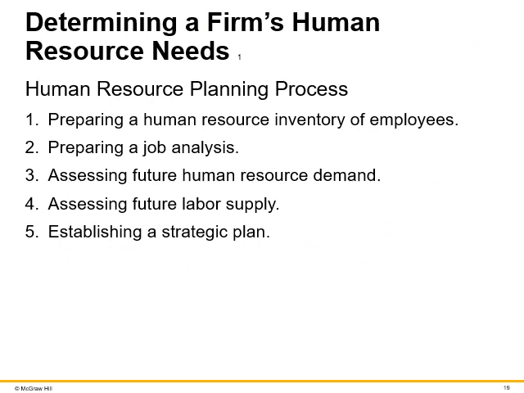As with any process, when you're planning for the needs of human resources, there are 5 steps. So the planning process starts with preparing a human resource inventory of employees, then preparing a job analysis. Then step 3 would be assessing future human resource demand, as well as assessing future labor supply, and finally establishing a strategic plan for human resources.